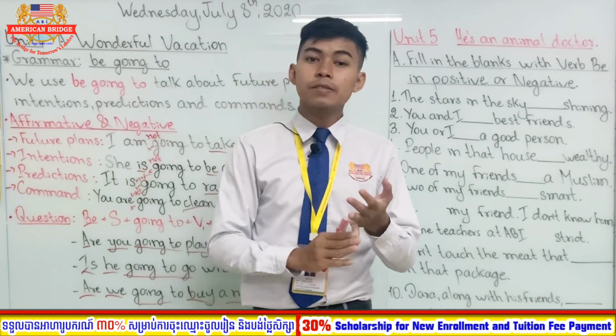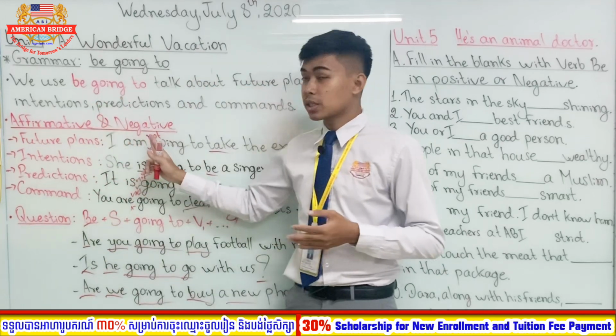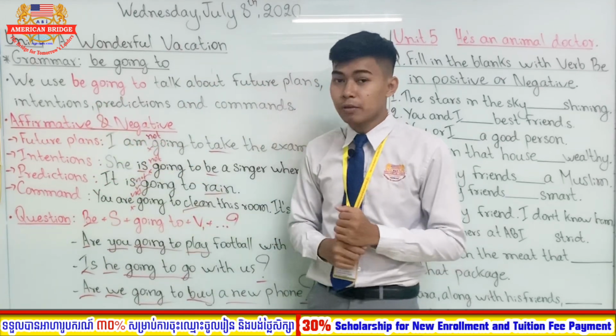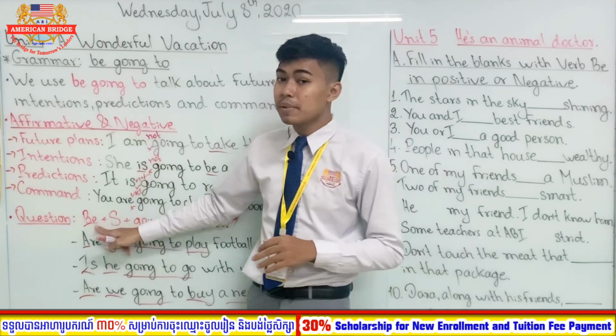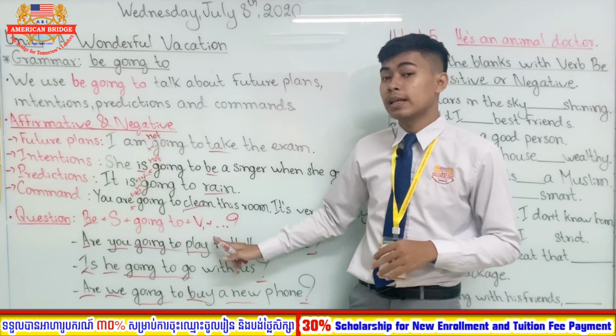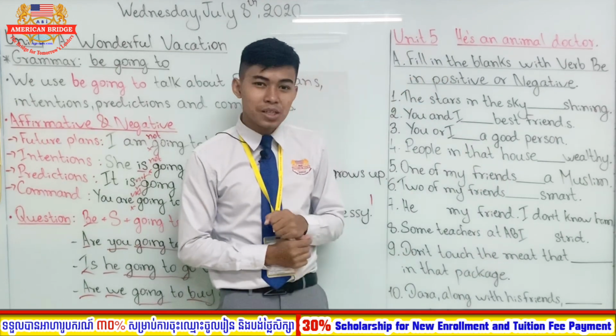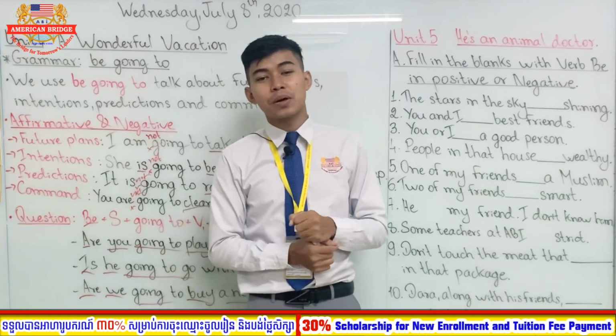So, affirmative, negative, and question. For the negative, you have to put not after the verb to be, and for the question you have to start with the verb be, and then the subject, and then going to, and then verb 1, and then don't forget the question mark.